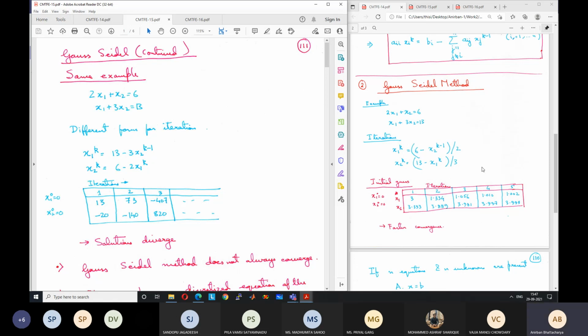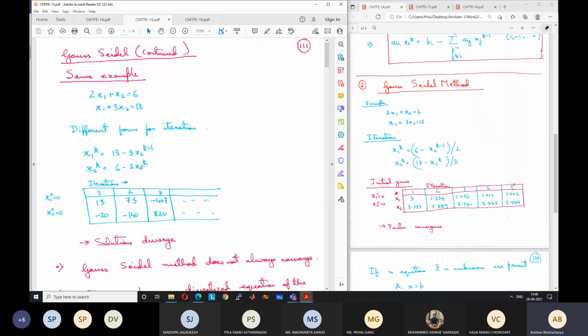Okay. So this was the example that we had taken for the Gauss-Seidel and the Jacobi method: 2x1 plus x2 equal to 6 and x1 plus 3x2 equal to 13. So two equations, two unknowns, and we saw how to solve them. Okay. So we will use the same equations, but in a different way now. From the first equation, let us try to find x2. So x2 is equal to 6 minus 2x1. And from the second equation, we will try to find x1. So x1 is equal to 13 minus 3x2. Using the previous iteration, k minus 1, and for this case, the k iteration.